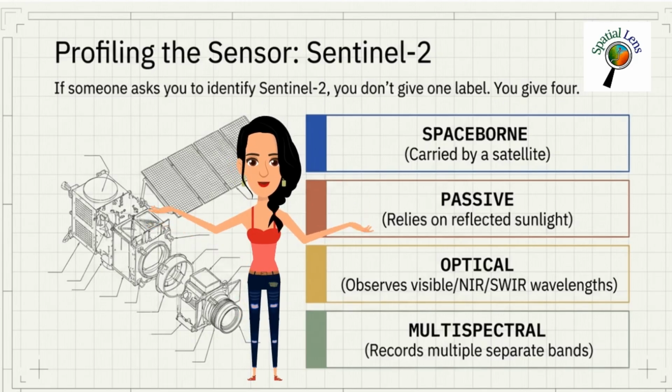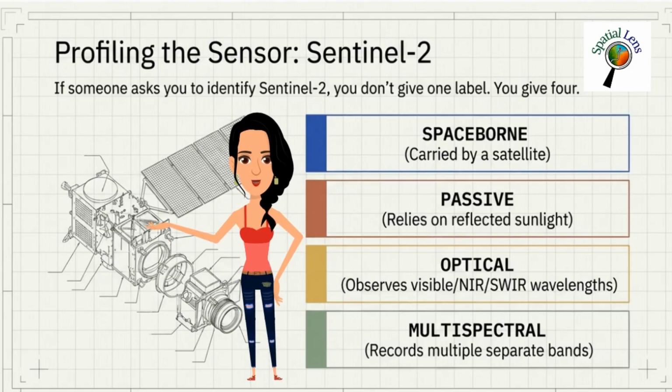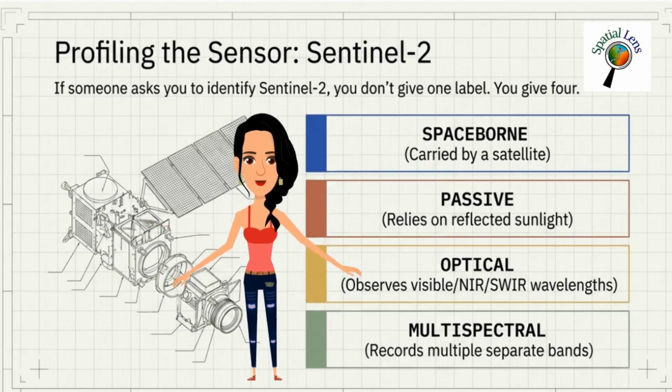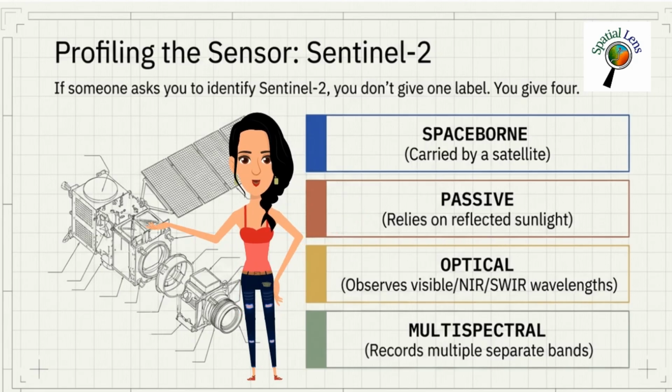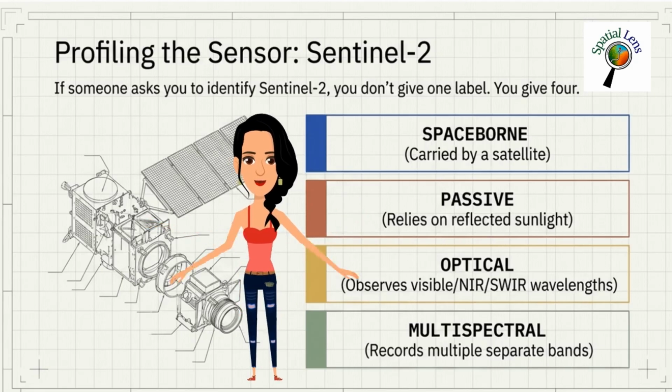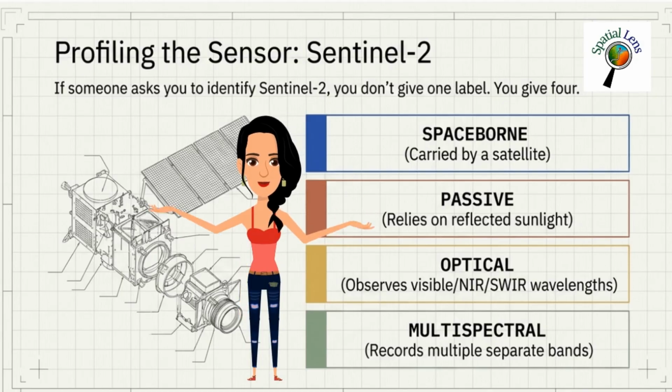Suppose we take Sentinel-2. It is passive because it relies on naturally available energy, mainly reflected sunlight. It is optical because it observes wavelengths primarily in the visible, near-infrared, and shortwave infrared regions. And it is multispectral because it records information in multiple separate spectral bands. It is also spaceborne because the sensor is carried by a satellite.